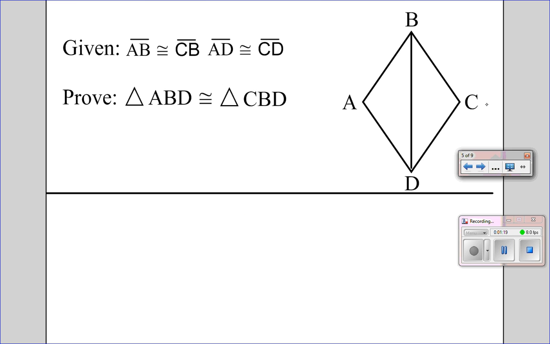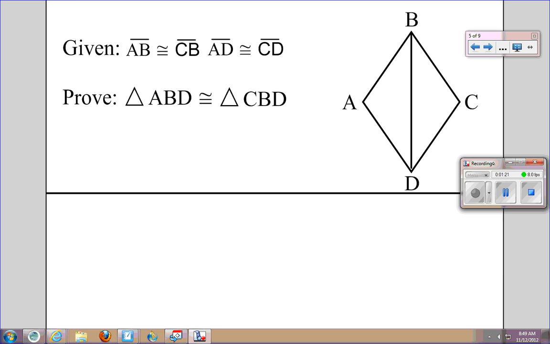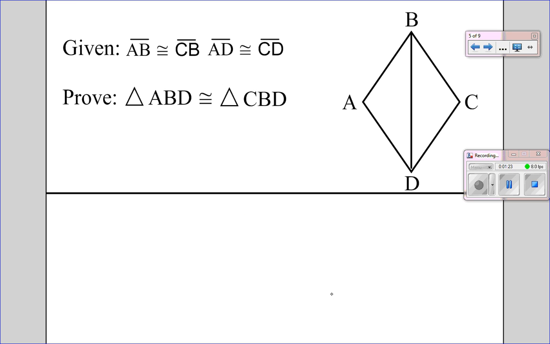So, a lot of this unit we're going to be using proofs. So let's go ahead and start a proof. Of course, the first thing to do on any proof is to take the givens and mark up the picture. So AB is congruent to CB, AD is congruent to CD, and finally, you know that this middle segment is in both triangles, so it's congruent to itself. So I have 3 sides of 2 different triangles that are congruent to each other.